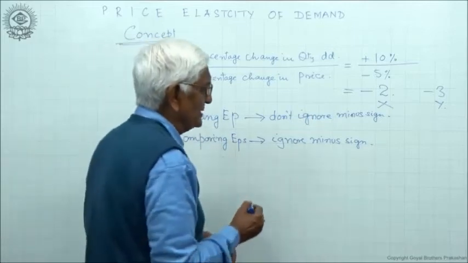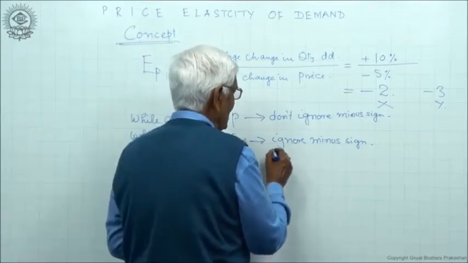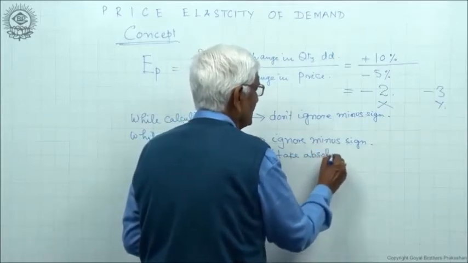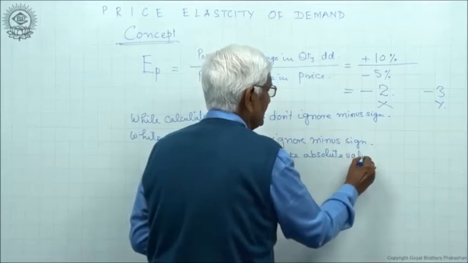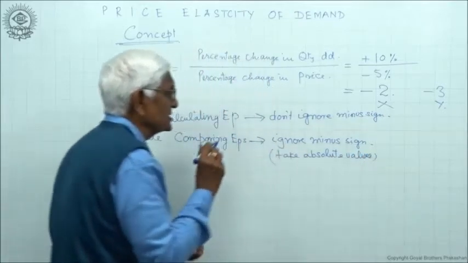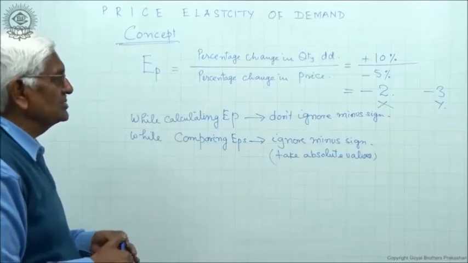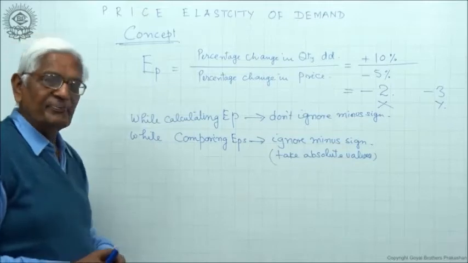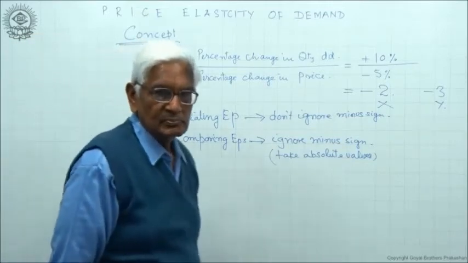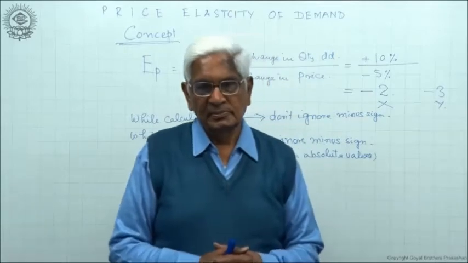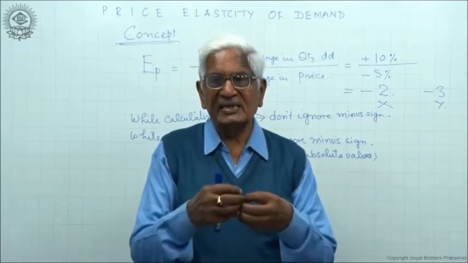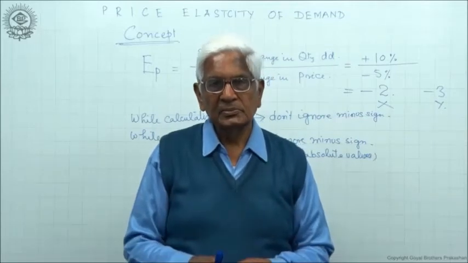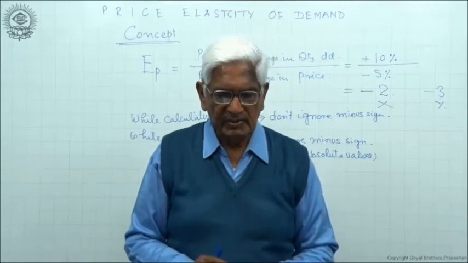Ignoring minus sign means take absolute values. Don't make the mistake in the examination. If you are asked to solve a question on elasticity, then if minus comes, let it come. Don't ignore it. But if you are asked to compare price elasticities, then take only absolute value. You have to ignore minus sign.